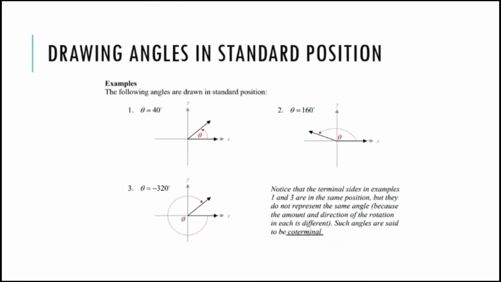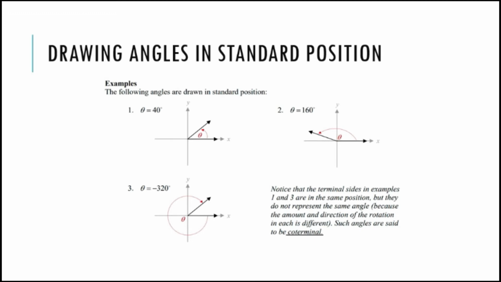So for more examples, we have here three angles that are drawn in the standard position. The first angle is 40 degrees, and as seen by the arrows, since it is a positive angle, the arrow is rotating in a counterclockwise manner, or rotating to the left. And the second angle is also positive. For the third angle, we have a negative angle, which can be said because it is negative 320 degrees, but also because of the way the arrow is rotating.